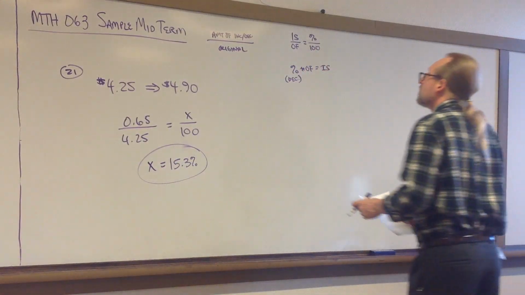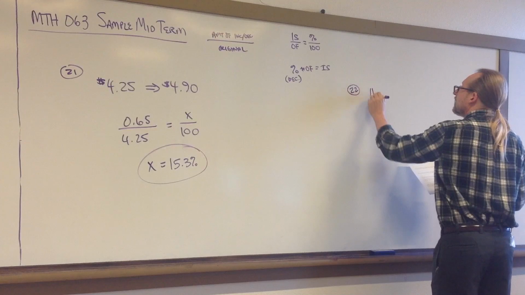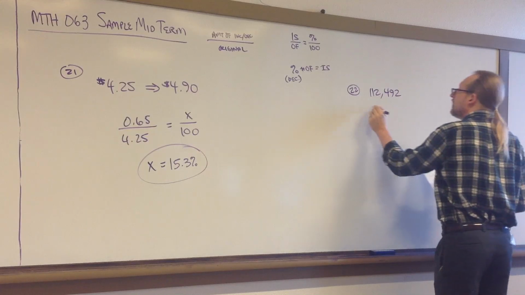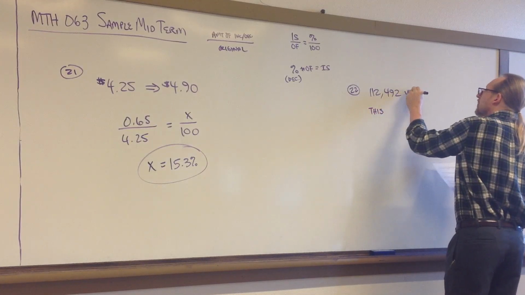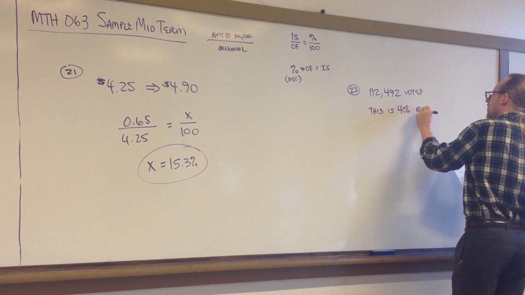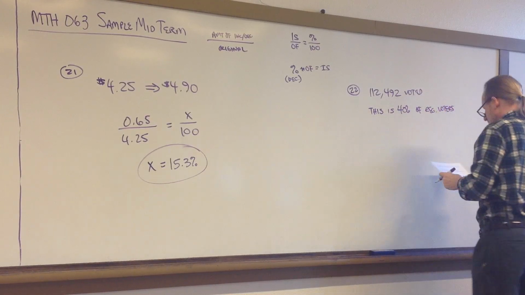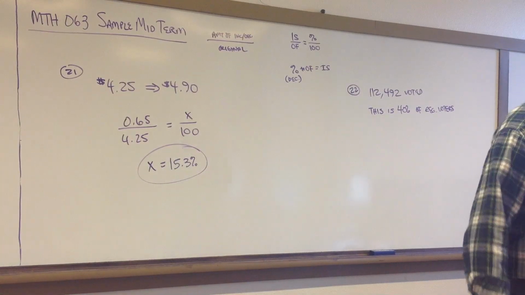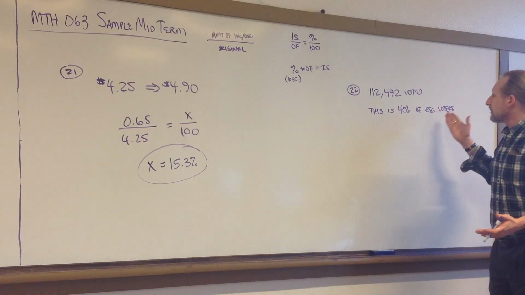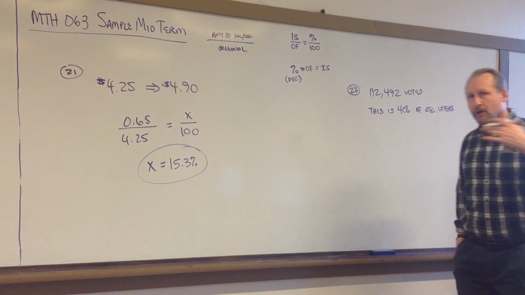All right, problem 22. In a recent election, 112,492 people voted. This is 40% of all registered voters. How many registered voters are there? So sometimes it's helpful to take a minute and think to yourself, is the number of registered voters going to be bigger or smaller than this number? Because then we get into that issue of what's the part and what's the whole.